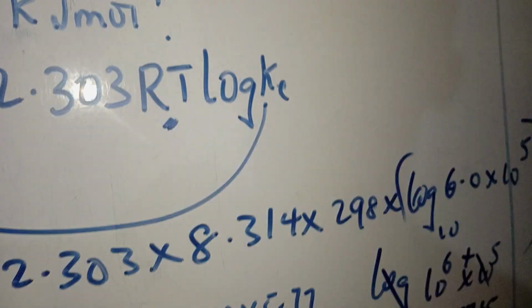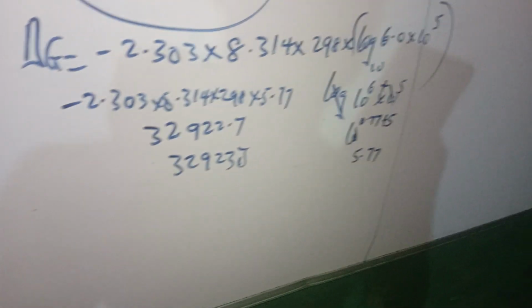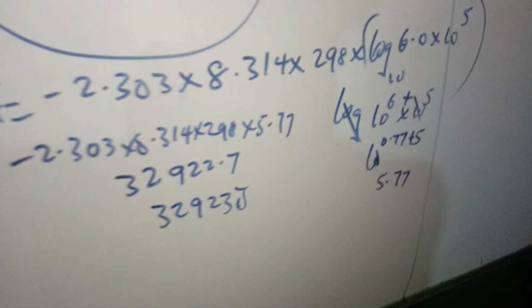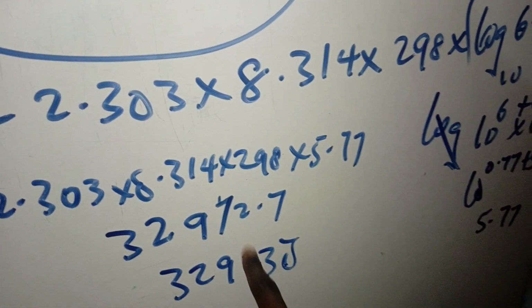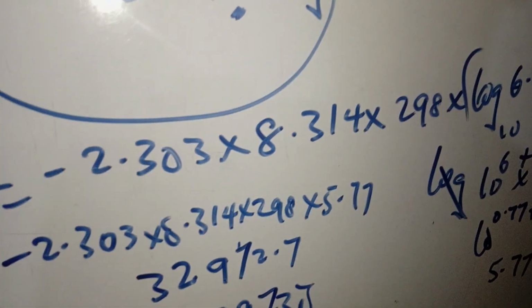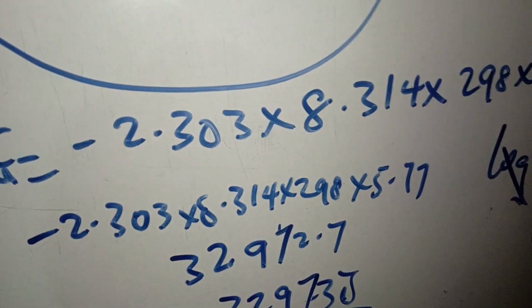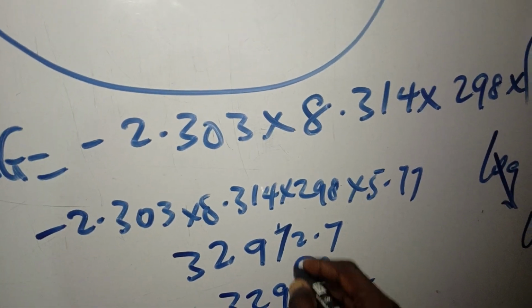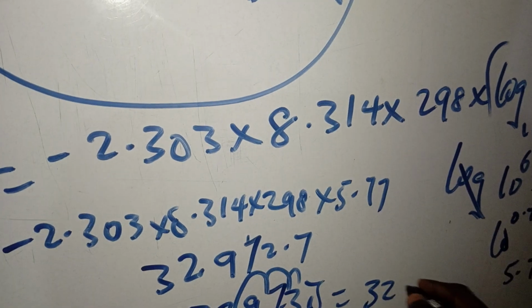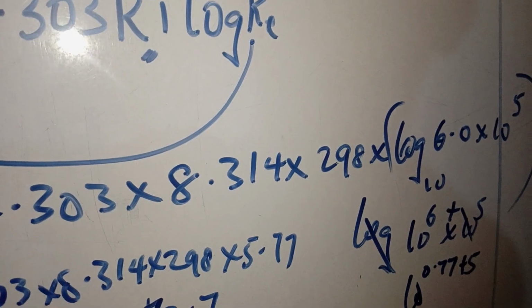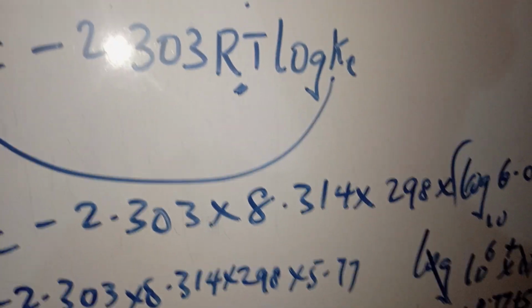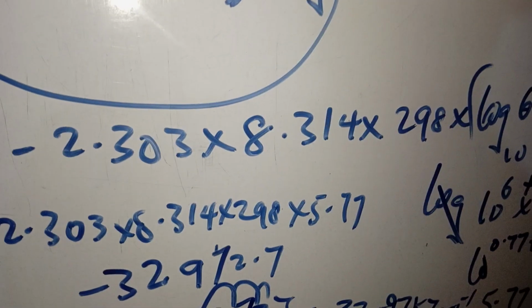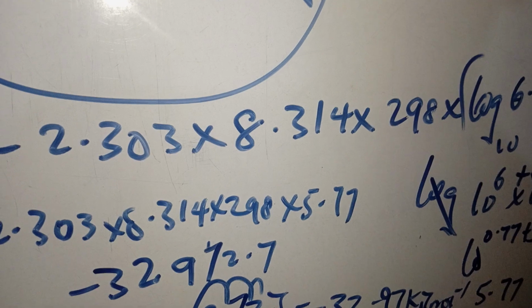Let me check again. 32923. So converting to kilojoule, divide by 1000. That will give us 32.97 kilojoule per mole. There's a negative here, because of the minus sign. So our final answer is minus 32.97 kilojoule.